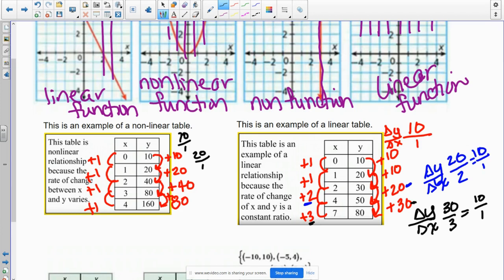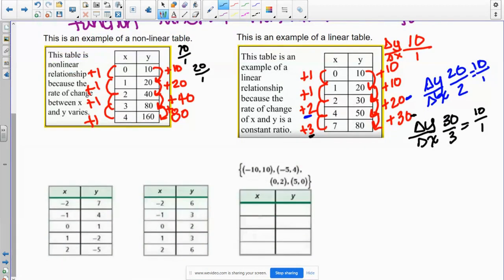Okay. So let's look at some tables. Let's break them down and see what we got here. So change of the y. 7 to 4 is a negative 3. 4 to 1, you're subtracting 3. 1 to negative 2, you're subtracting 3. And negative 2 to negative 5, you're subtracting 3.